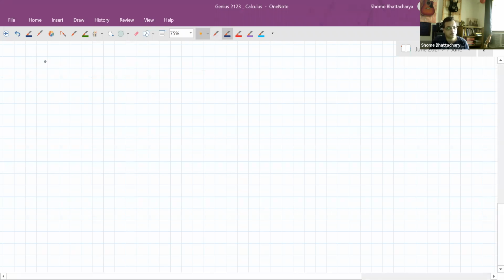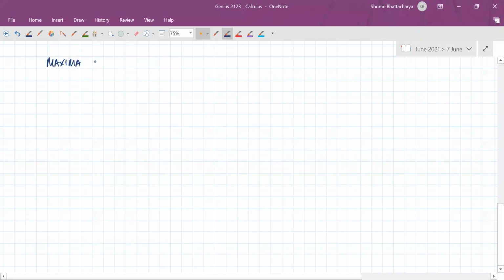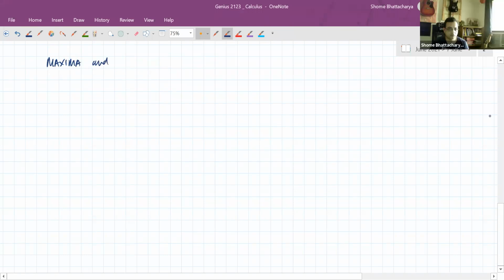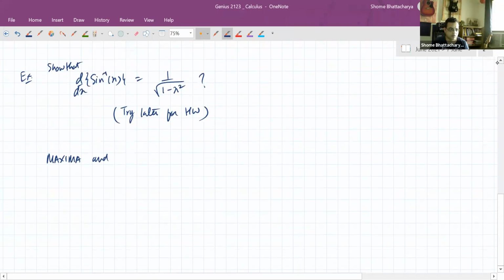Now let's move on to the concept of maxima and minima of a function. Yeah, I'll send you the notes. So when you're reviewing today's notes, you can just try this yourself.